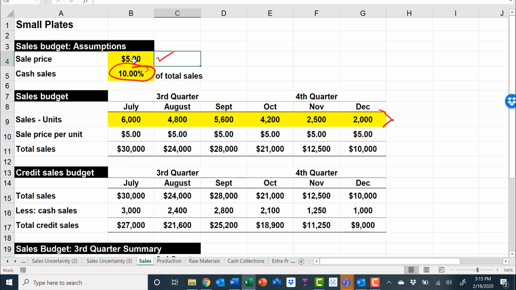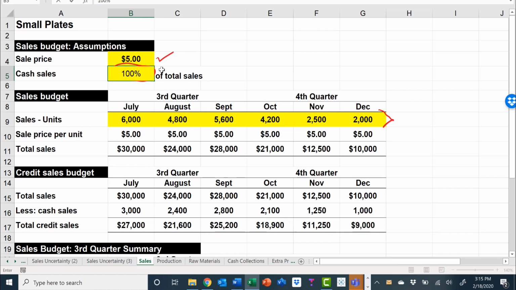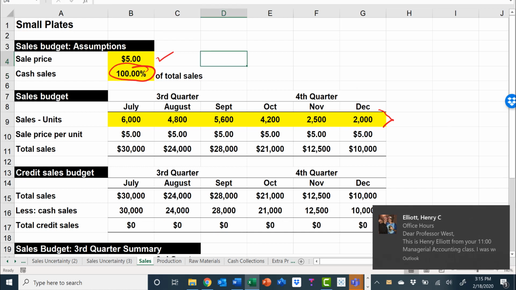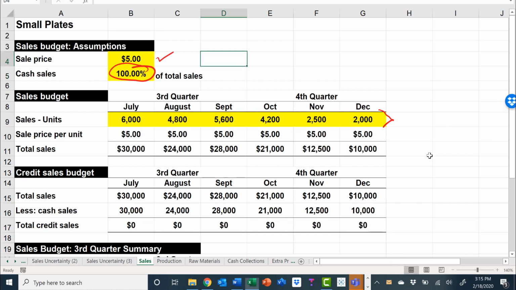Yes. So sale price and volume or units, those we have to give you in any problems that we would ask you to do. But one of the other ones that I think is perhaps underappreciated is this idea of cash sales. Let's talk about that just for a minute. What happens if everything is a cash sale? Is that more or less risky? Certainly less risky. Cash is king.